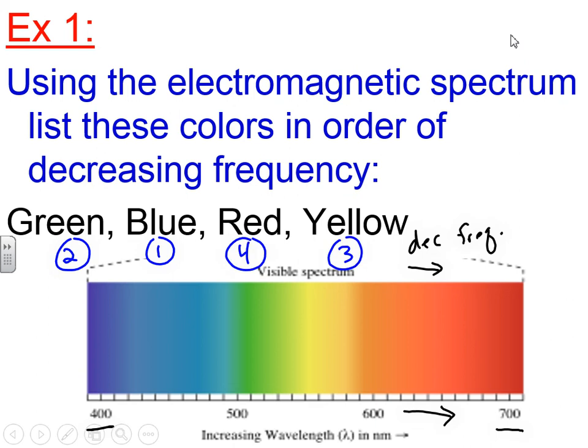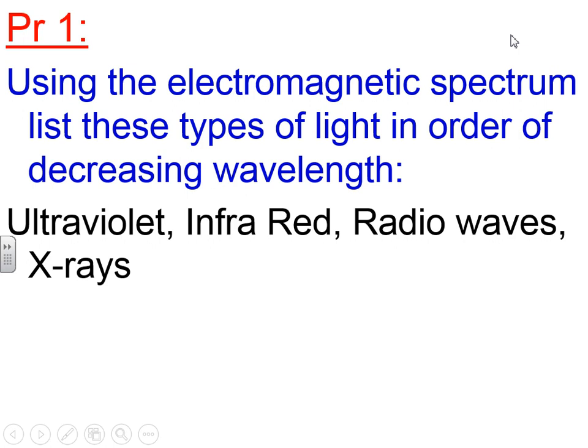Pause the video and do the same thing with these and see if you can do it without having to refer to the electromagnetic spectrum, so you can roughly understand the positions of these. The biggest thing is infrared will be right next to red, ultraviolet will be right next to violet, and that's really the way to do it. Try to do it without looking at the spectrum.